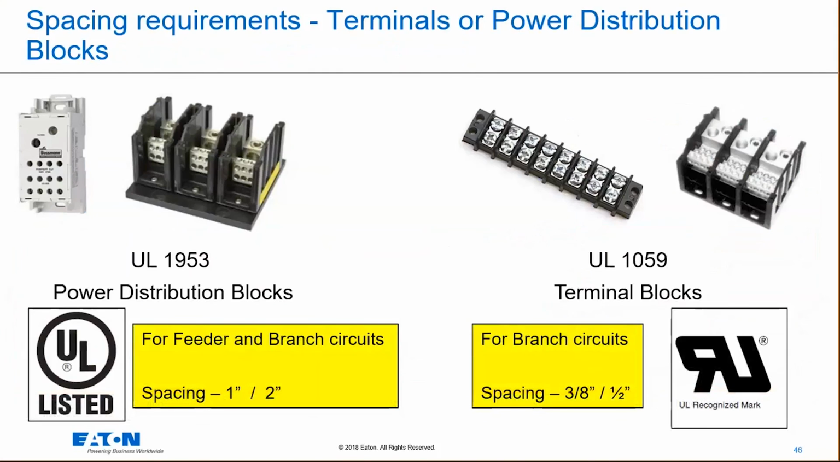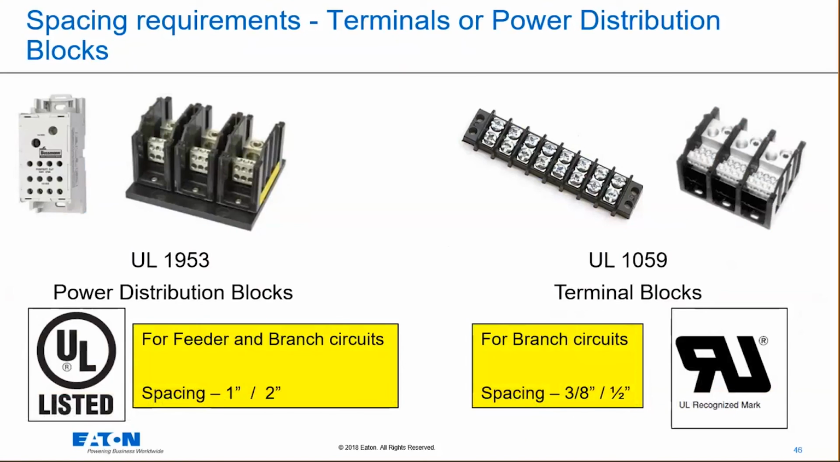So our UL 1953 blocks, right? You can see right away all the spacing that is on these things. That's a true power distribution block. Block falls under 1953. It's listed as a power distribution block. It has the spacing that is provided to be able to be in a feeder circuit. So it's very important to understand when you're using feeder circuits, you have to meet that minimum spacing.